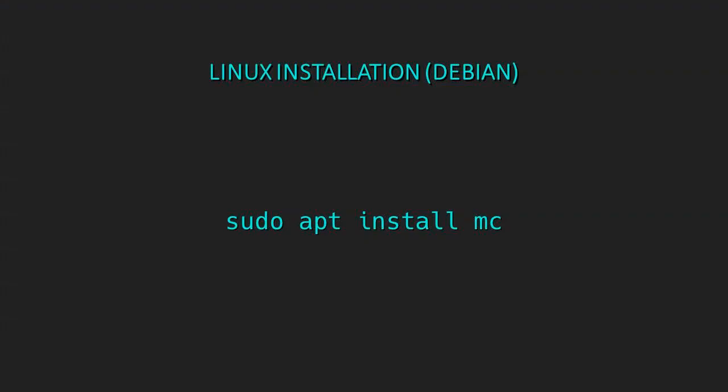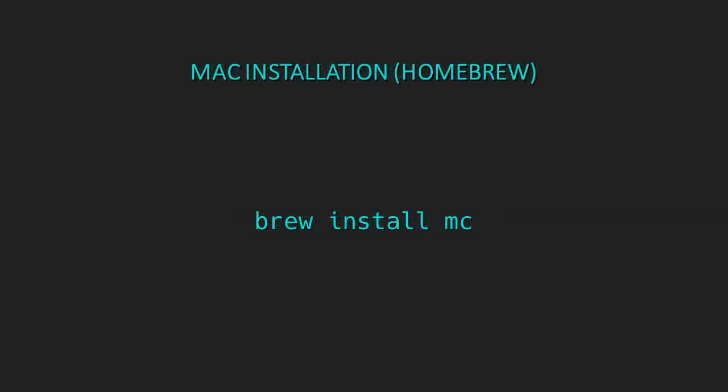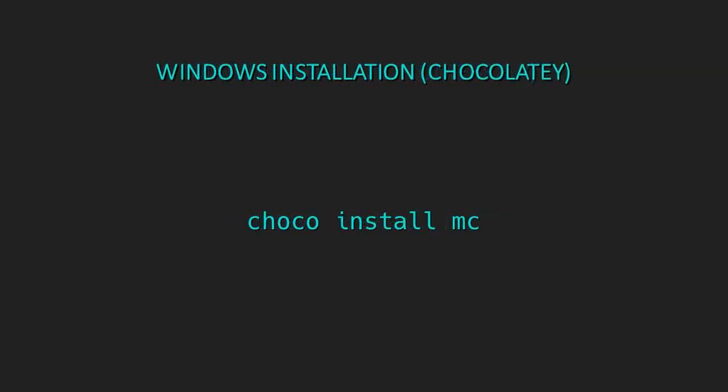In most Linux distributions, you can simply use your package manager to install Midnight Commander. In Debian, that's sudo apt install mc. In Mac, you can use the homebrew package manager to install it with brew install mc. And in Windows, you can use the chocolatey package manager and use choco install mc.